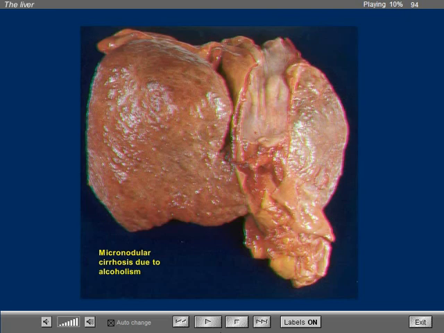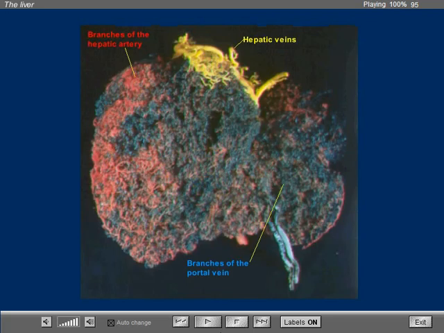We're going to discuss the changes in liver vasculature in patients who have portal hypertension due to liver cirrhosis. This gross specimen corresponds to an alcoholic who developed micronodular cirrhosis. The liver weighed 1,400 grams. Red plastic was injected in the hepatic arteries, blue in the portal vein, and yellow in the hepatic veins. And note that the blue is missing in many areas of the liver.